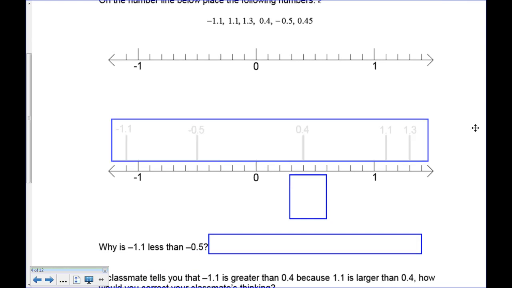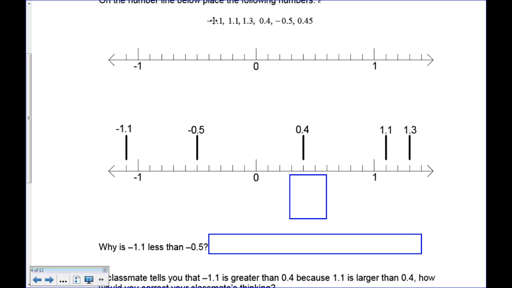All right, so here we go. Starting off with negative 1.1. It's a negative, which means you go to the left, and the 0.1 is 1/10, so there is negative 1.1. 1.1, I meant to fix this one, but I'm sorry, it is correct. I thought it was wrong. Here's your 1, and here's your 1/10, so that's 1 and 1/10, which is 1.1. The next one is 1.3, so starting at 1, go to 3/10, 1, 2, 3, there's 1.3.